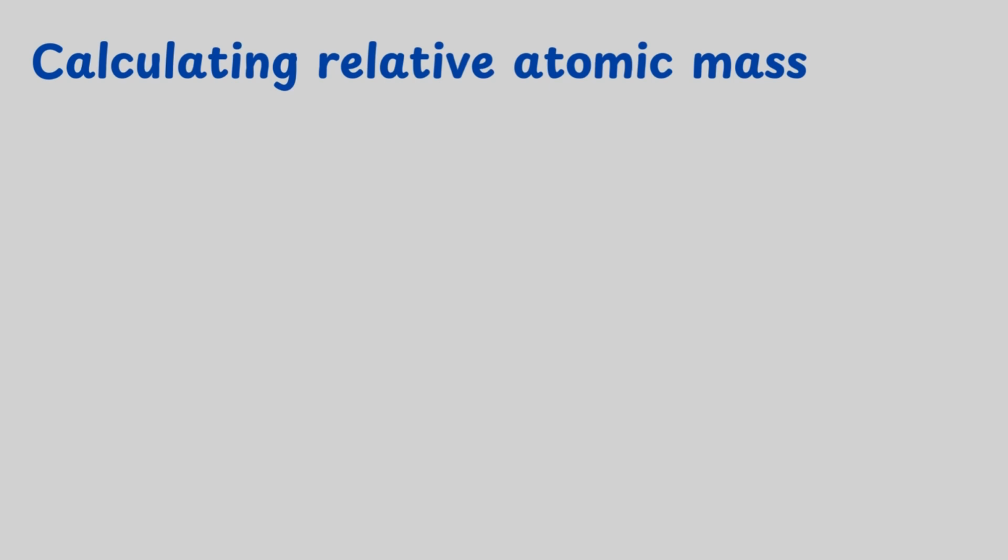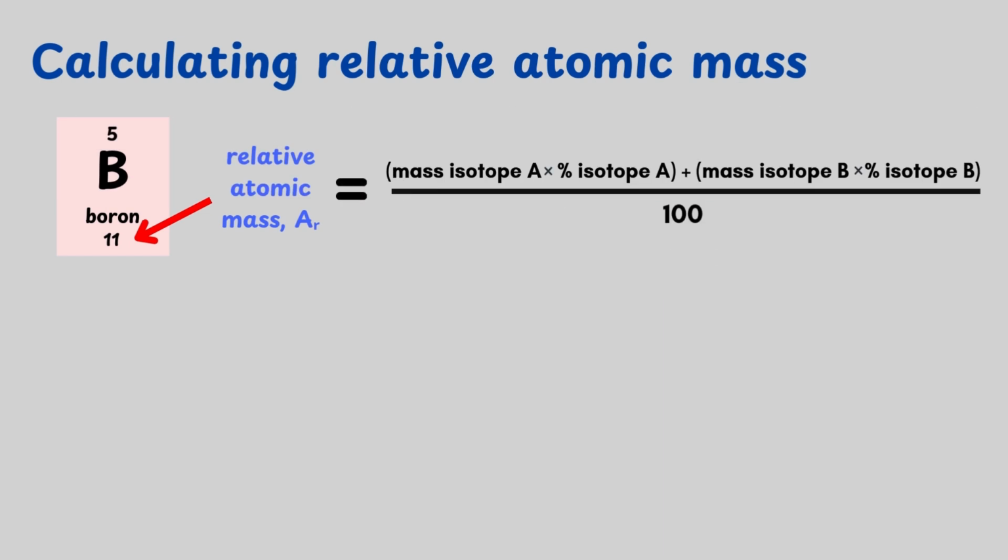Calculating relative atomic mass. Relative atomic mass, notated Ar, is the larger number seen on elements. The formula to calculate it is mass of isotope A times percentage abundance A plus mass of isotope B times percentage abundance B, divided by 100.